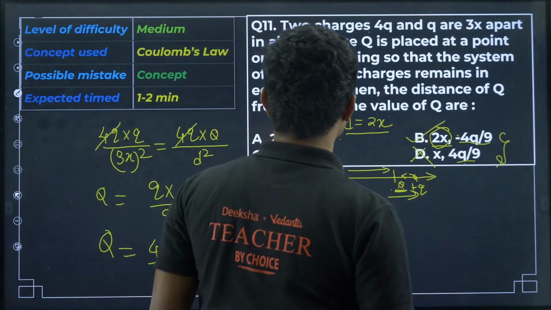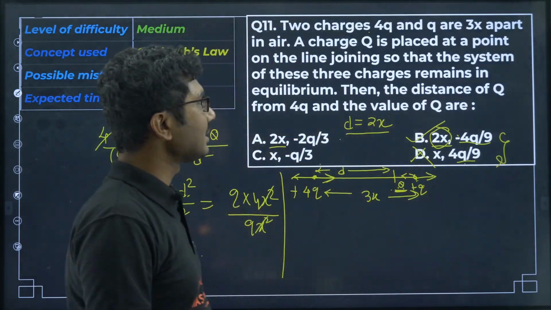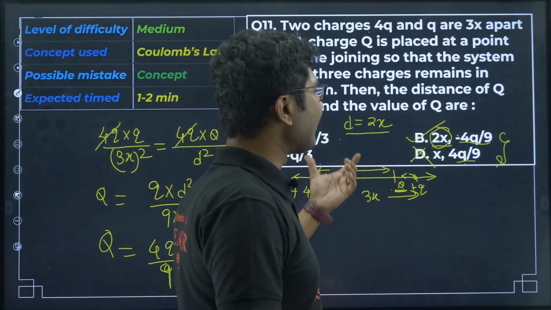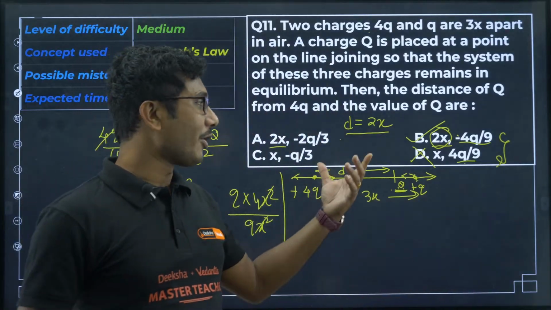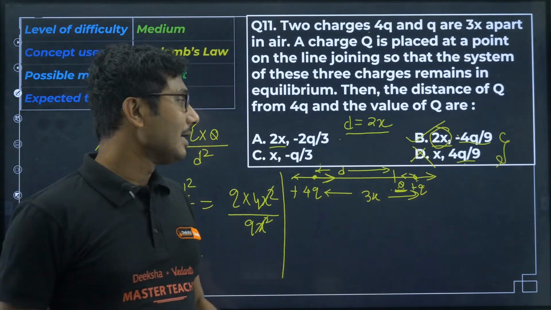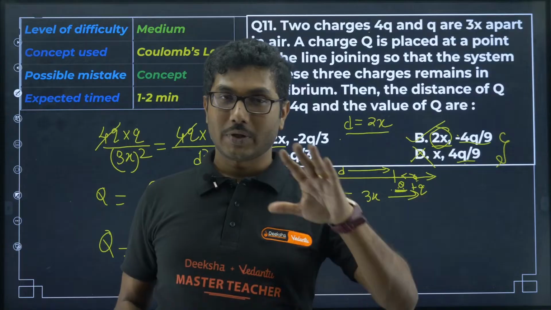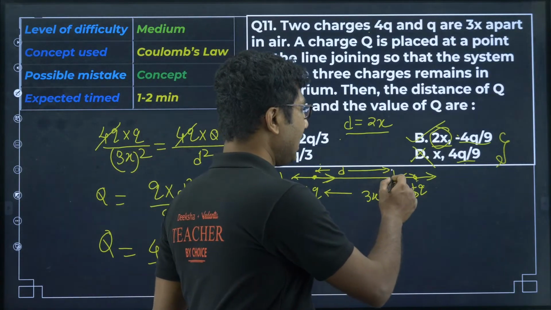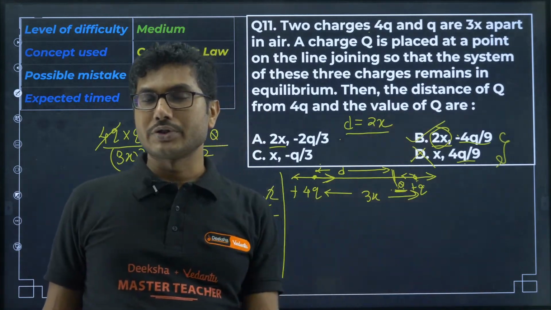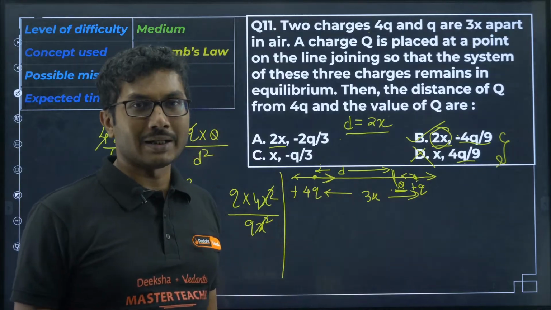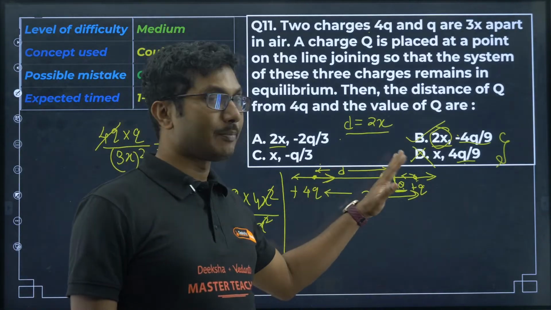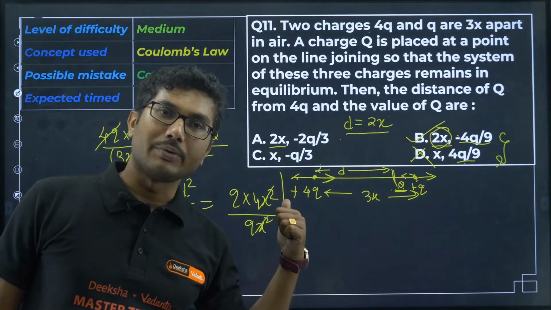Q is placed at a point on the line joining so that the system of the three charges remains in equilibrium. Okay, I have taken the point in between. You can try and find if a point exists between them, or outside them. So, that is what I said. If the charges are similar, the point has to be between them. If the charges are opposite, then it will be outside. If one is plus, another one is minus, then the equilibrium point will be outside only. If both charges are plus, then the point will be between them only.